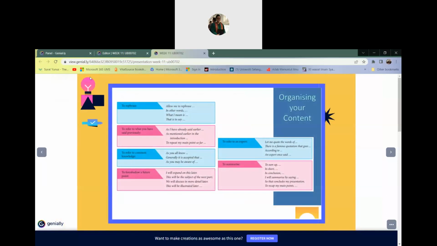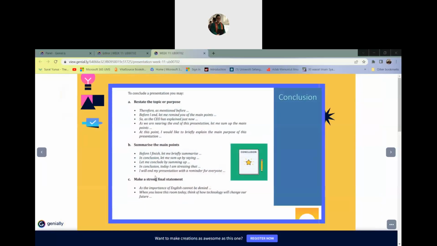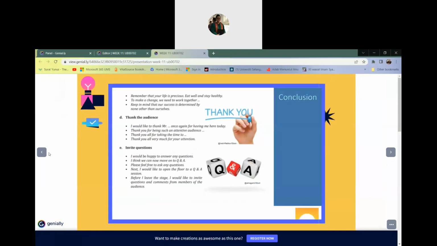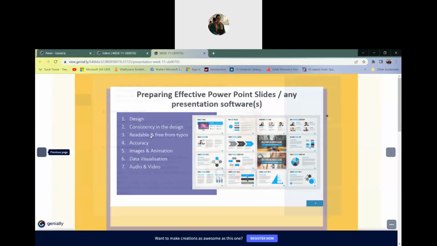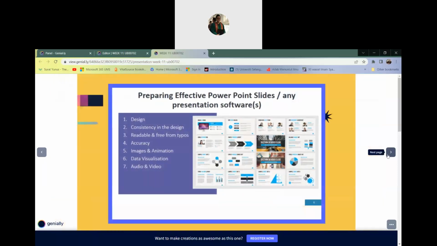These are some of the words or phrases you can use. You can check that in the book as well. This is also the same thing. To conclude, just conclude your presentation simply. Do not take so much time. Finally, you have to thank the audience. Do not ask questions because you don't have much time. If you have lots of time, then perhaps you can do Q&A.